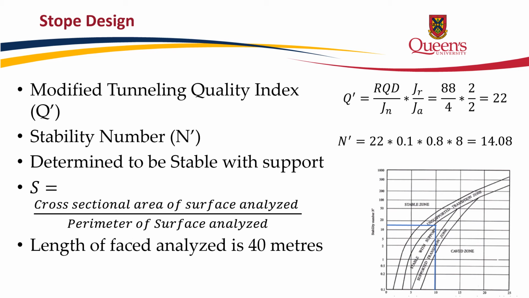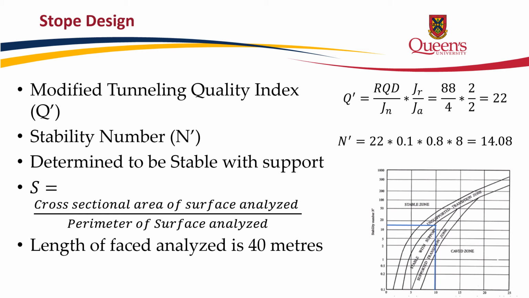Naturally supported mining methods, such as room and pillar, infer a mining operation that is stable with support. The figure suggests when using room and pillar method and a stability number of 14.08, the mine is at a hydraulic radius equal to 10 meters.